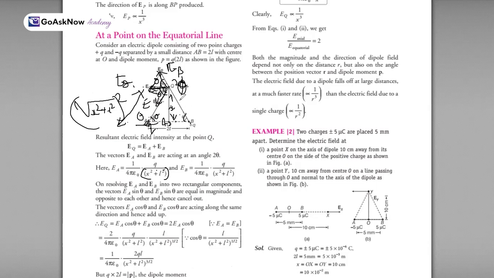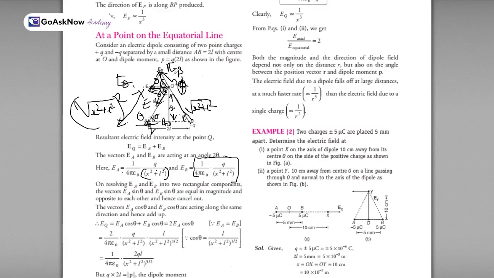Similarly, for point B, this distance will be similar to this distance, root x square plus L square. So after squaring that, we will get an equation similar to this one. So EA and EB are equal, and that is equal to KQ by x square plus L square. On resolving EA and EB into rectangular components, the vectors EA sine theta and EB sine theta are equal in magnitude and opposite to each other. Okay, so EA sine theta and EB sine theta are equal and opposite.